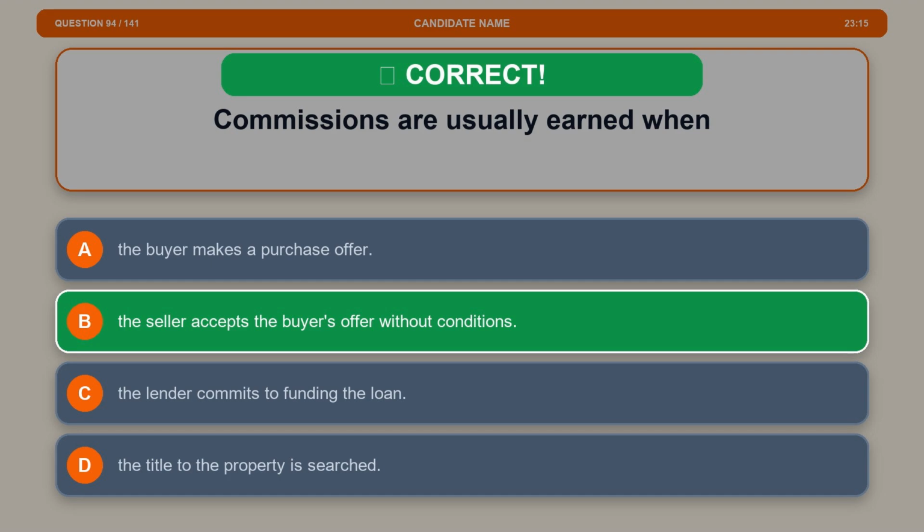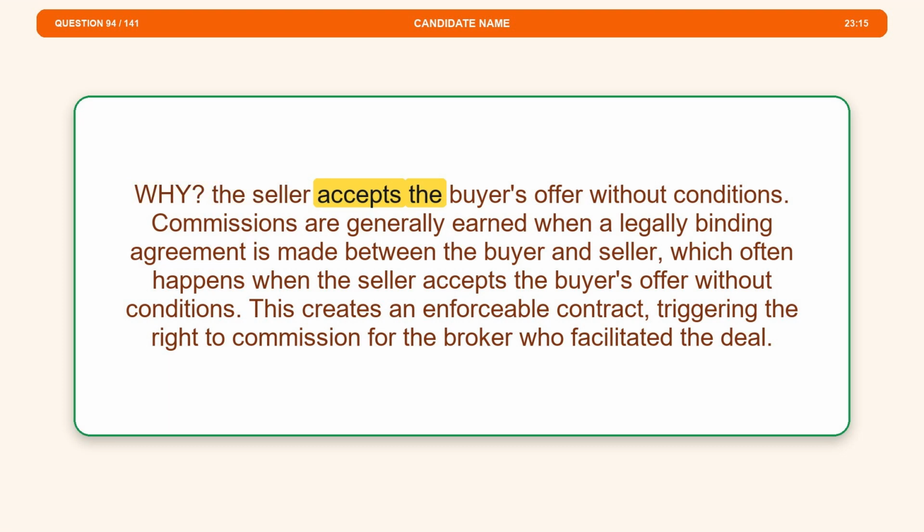The correct answer is option B. The seller accepts the buyer's offer without conditions. Commissions are generally earned when a legally binding agreement is made between the buyer and seller, which often happens when the seller accepts the buyer's offer without conditions. This creates an enforceable contract, triggering the right to commission for the broker who facilitated the deal.